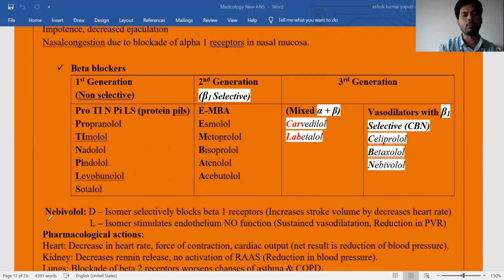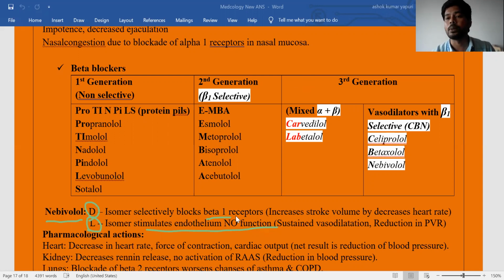Again, one important point here is nebivolol. Nebivolol comes under the third generation category. The dextro isomer of nebivolol blocks beta 1 receptors on the heart, and the L isomer of nebivolol stimulates endothelial nitric oxide function. I hope you know nitric oxide. NO means nitric oxide. It is a gaseous neurotransmitter which is a potent vasodilator in the body.